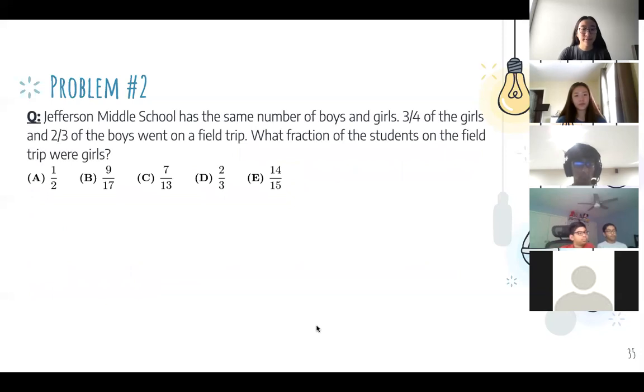All right, problem 2. Jefferson Middle School has the same number of boys and girls. 3/4 of the girls and 2/3 of the boys went on a field trip. What fraction of the students on the field trip were girls?